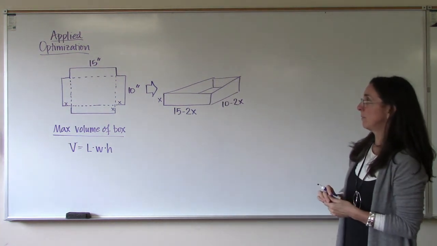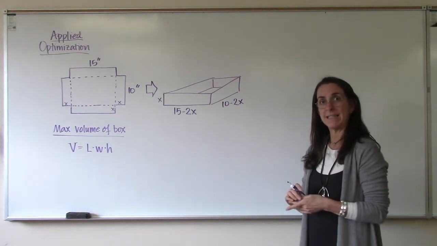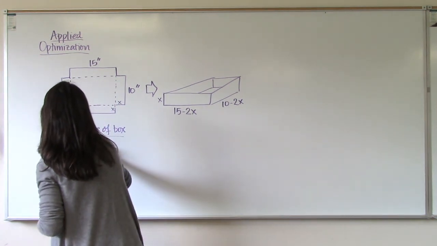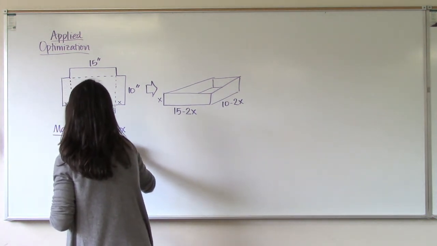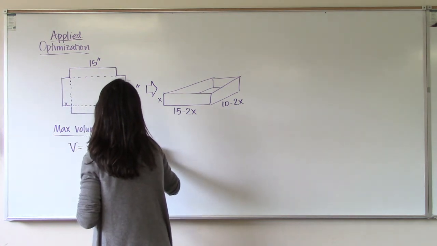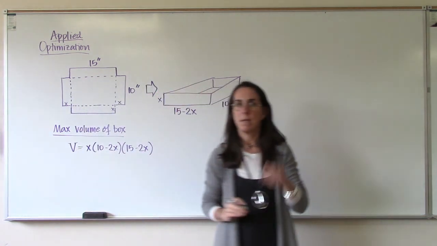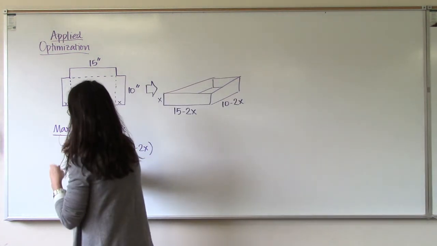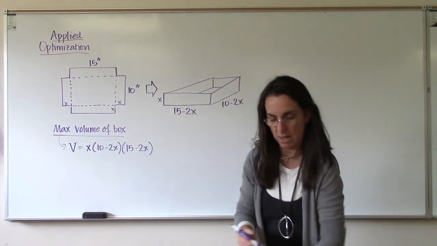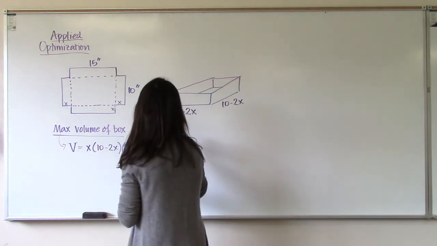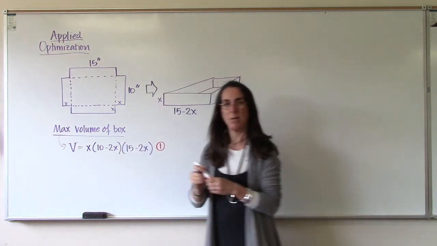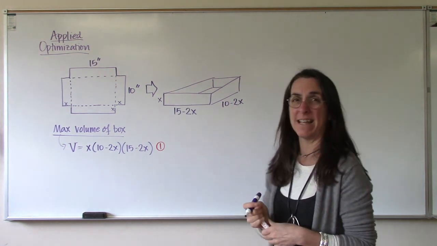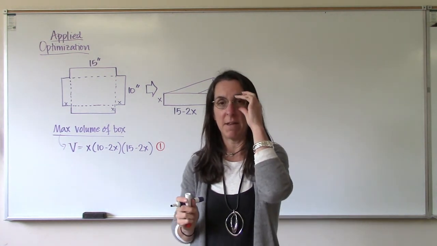So the volume of the box is what we get when we multiply all of these things together, right? All right, so we're going to maximize that. Maximize this. So that's the first thing on our list. What's the constraint? Well, the constraint is that the piece of cardboard is only 10 by 15 inches.